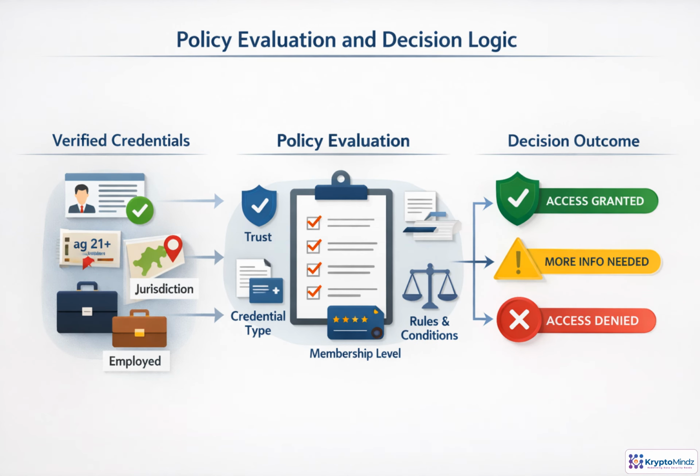Once credentials are verified, the system still needs to decide whether they satisfy the application's rules. Policy evaluation is that translation step. It can check trusted issuers, credential types, jurisdiction, age, employment status, membership level, or any other condition tied to the action. The result should be machine readable: allow, deny, or step up with clear reasons. Keeping policies explicit and testable also prepares the system for selective disclosure and zero-knowledge predicates later.